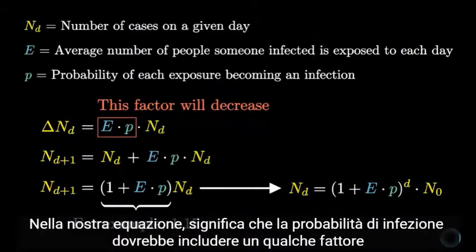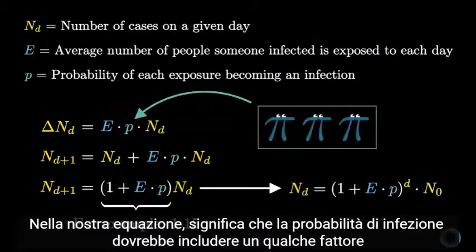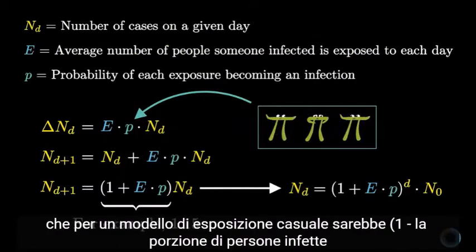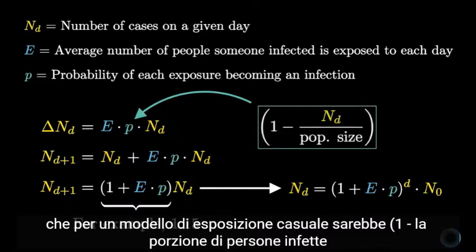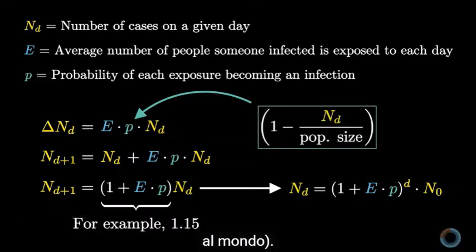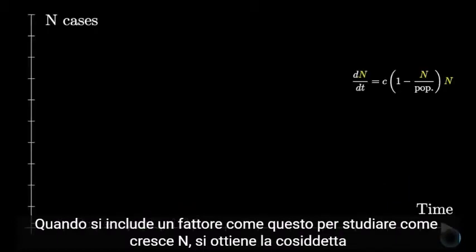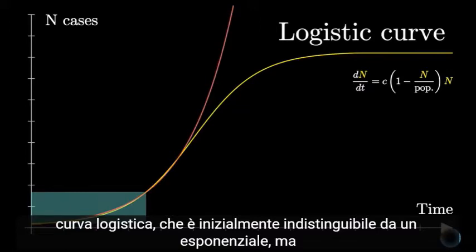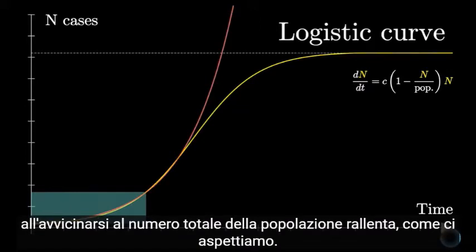In our equation, that would mean that the probability of an exposure becoming a new infection would have to include some kind of factor to account for the probability that someone you're exposed to is already infected. For a random shuffling model like this, that could mean including a factor like 1 minus the proportion of people in the world who are already infected. Including that factor, and then solving for how n grows, you get what's known in the business as a logistic curve, which is essentially indistinguishable from an exponential at the beginning, but ultimately it levels out once you're approaching the total population size, which is what you would expect.